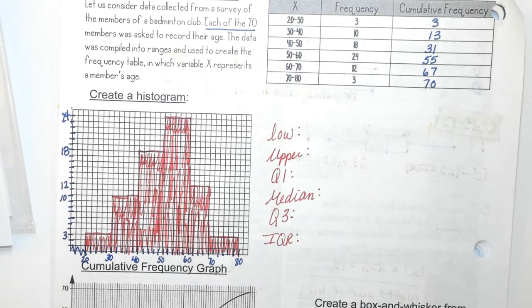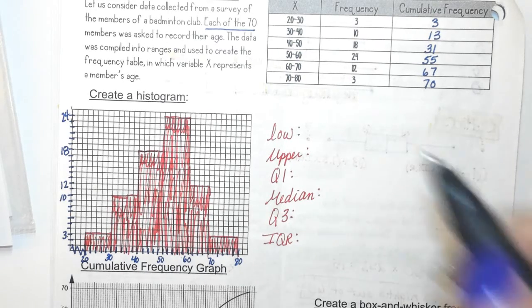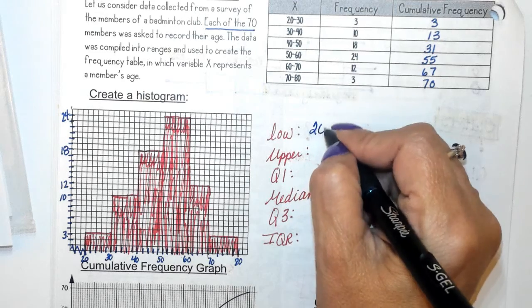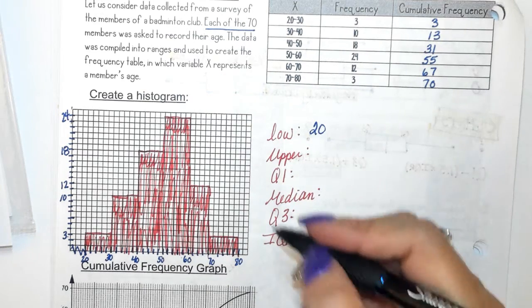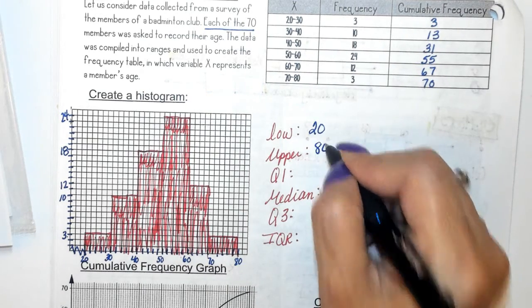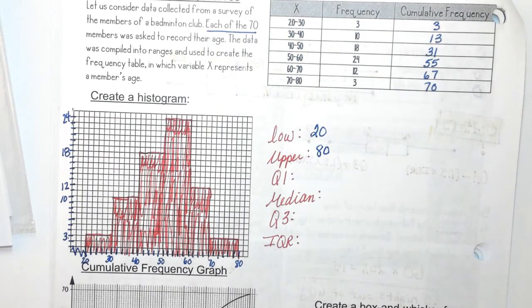All right, I'm assuming you already did that. So here we go. The lower boundary would be 20, and we can see pretty much that the upper boundary would be 80. So where are we going to go to get that Q1 and that Q3?